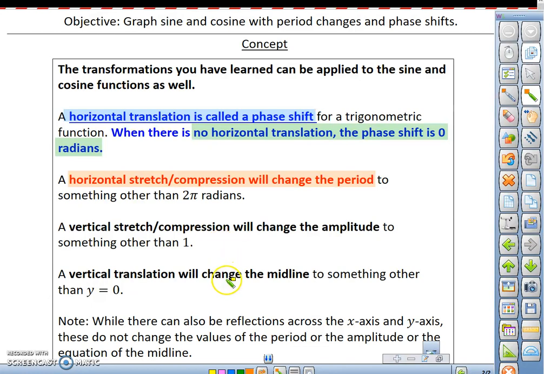We could still have a vertical translation, which would change our midline to something other than y equals 0. And we could still have a reflection across the x-axis as well, which would change maximums into minimums and minimums into maximums.